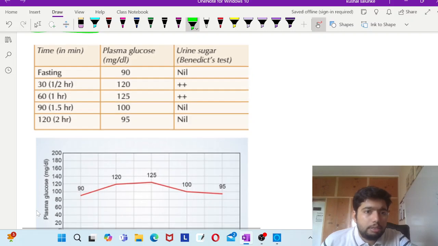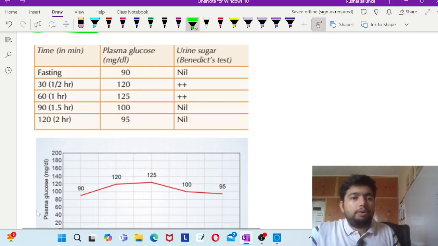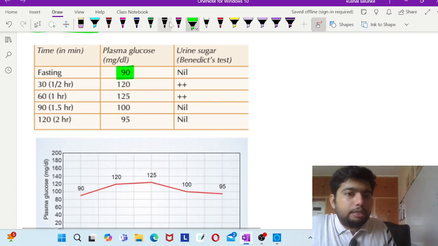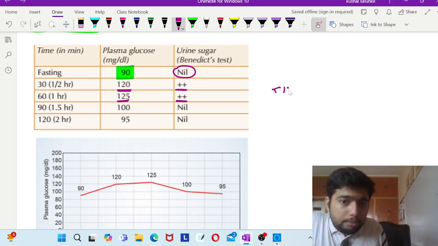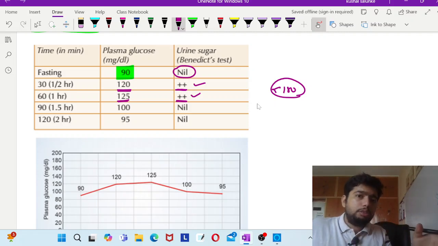So you can see this, interpret the values. Fasting it is 90 and urine sugar is nil. At 30 minutes it is 120, urine sugar is present. At 60 minutes it is 125, urine sugar is present. So it is less than 180, yet sugar is coming in the urine. So we will strike it towards renal glycosuria.